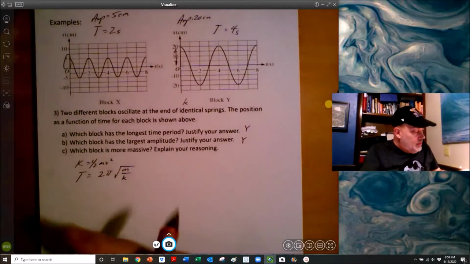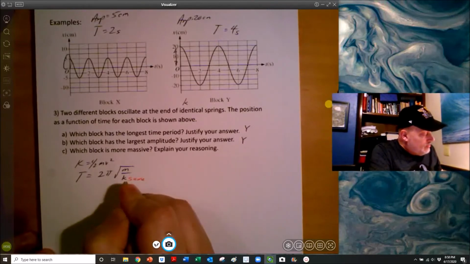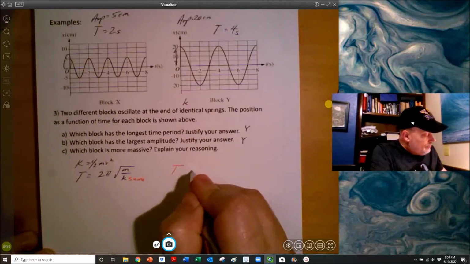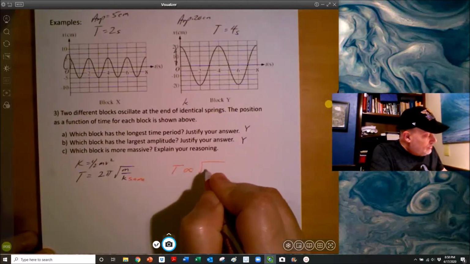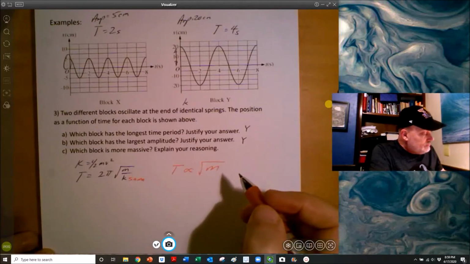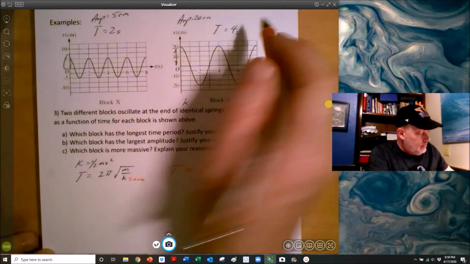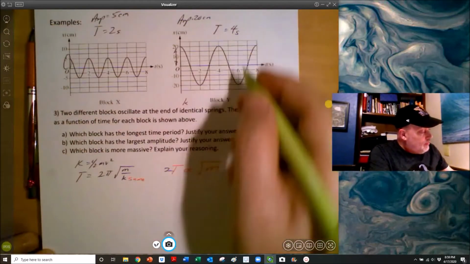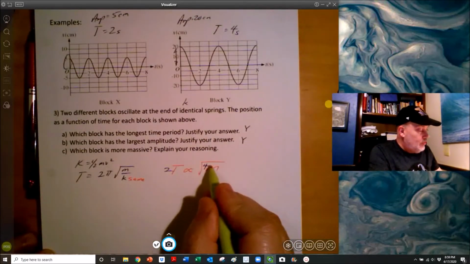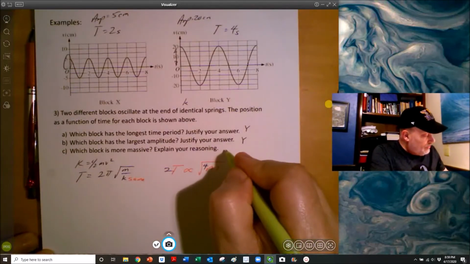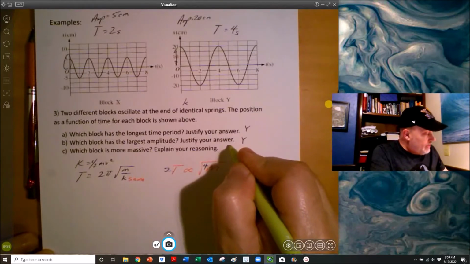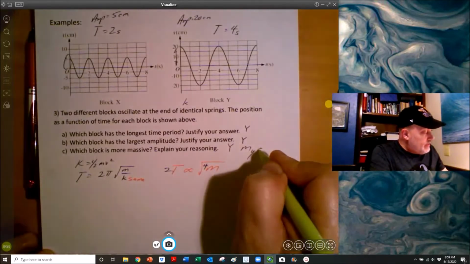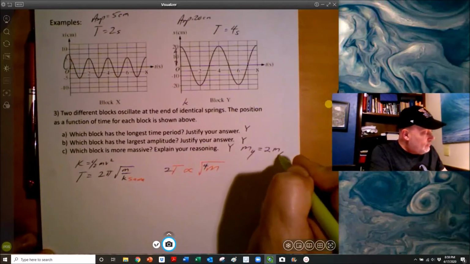Now, this is the same spring constant for both. So therefore, what we have is that time period is proportional to the square root of the mass. And this one over here has twice the time period. So that means this one has to have 4 times the mass. Square root of 4 is the same as 2. So which block is more massive? Well, that again would be block Y. It's actually the mass of Y equals 4 times the mass of X.